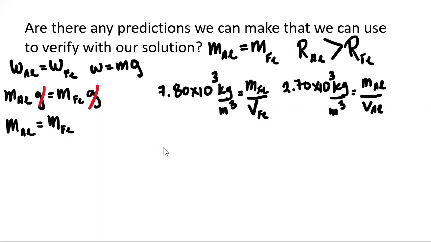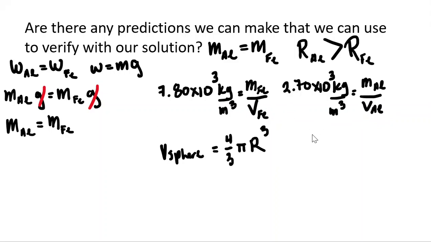Now these are going to be spheres, so the volume of a sphere is going to be given by 4/3 pi times the radius cubed. So we can see that the cube of the radius is going to be directly proportional to the size of the volume. Well, if this volume is greater than that volume, then we can also assume that the radius of this aluminum sphere must be greater than the radius of this iron sphere.